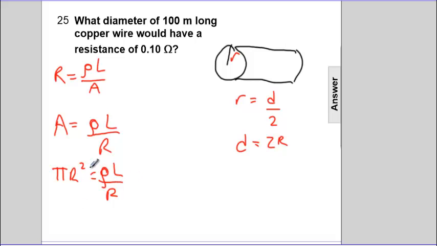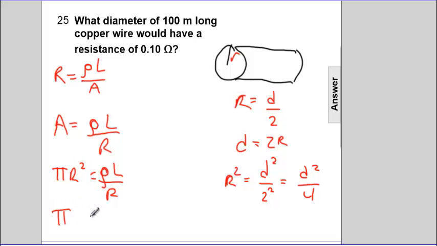Pi r squared, what is R? R is d divided by 2, as stated here. What is r squared? If I square one side, I just square the other. So we get d squared over 4. So r squared, let's just stick with capitals to be consistent. R squared is d squared over 4.